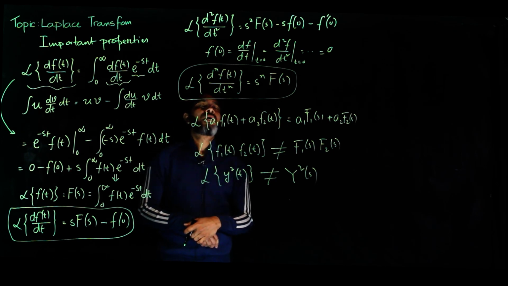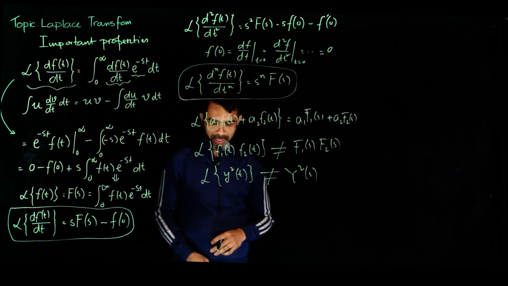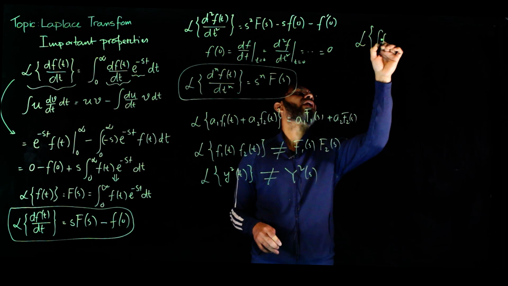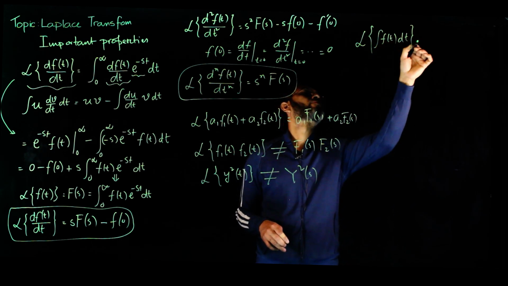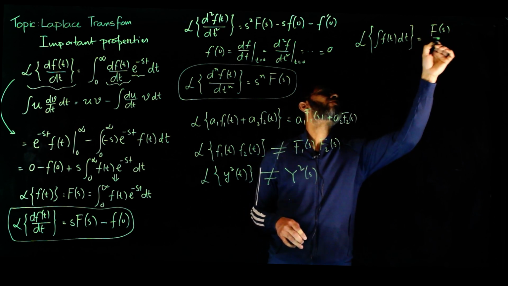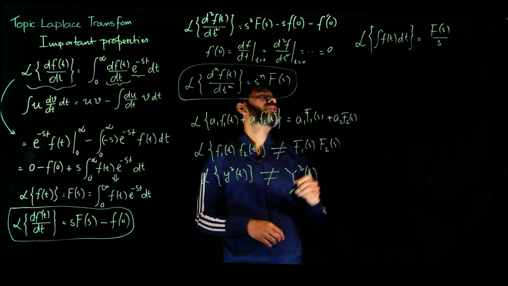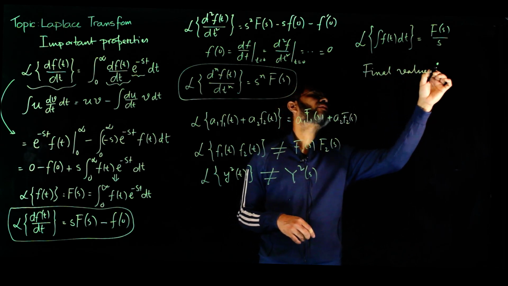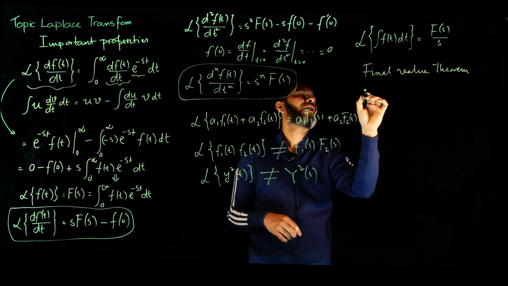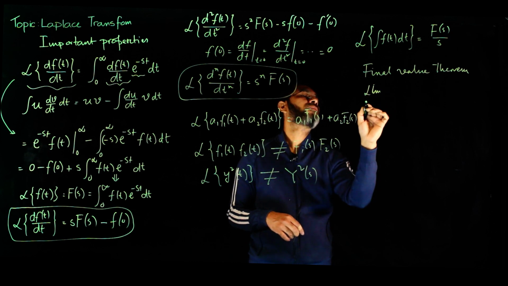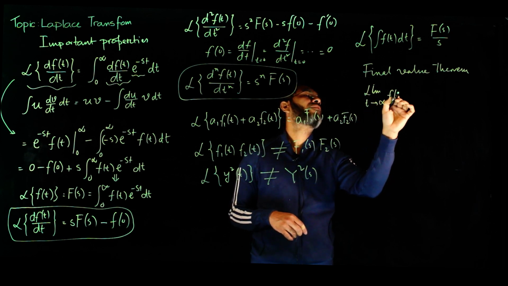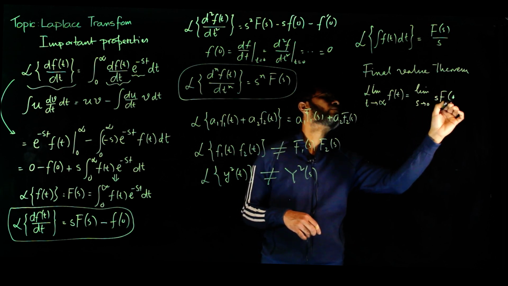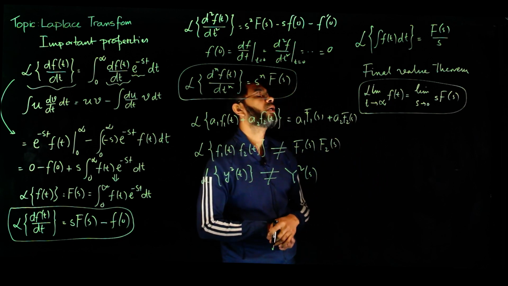If this is the Laplace transform of the derivative, then what is the Laplace transformation of the integral? The Laplace transformation of the integral of a function becomes F(s) over s. And now there is another property, what is called the final value theorem, which is very important for us in many cases. The limit as t goes to infinity of the function is simply the limit as s goes to 0 of s F(s). This is one important property that we'll be using.